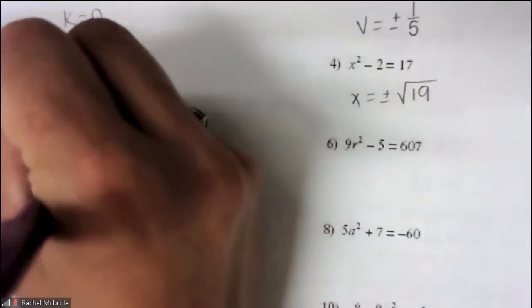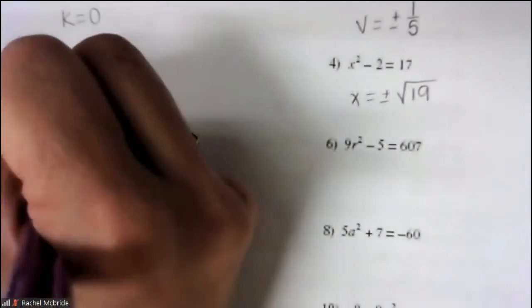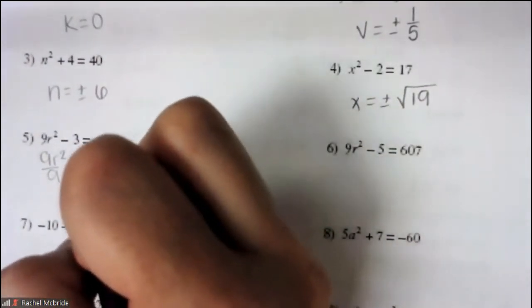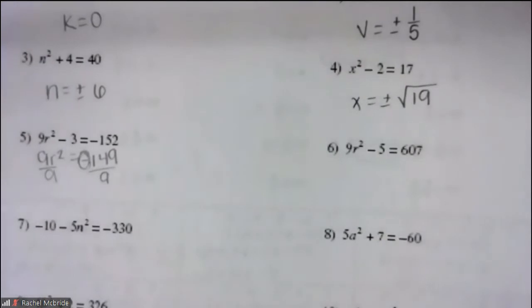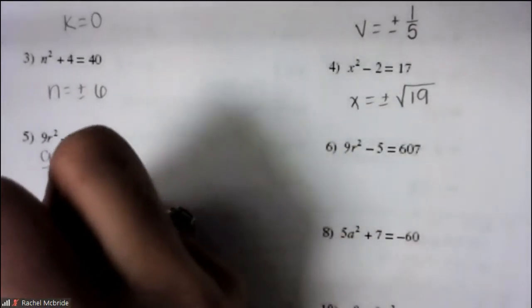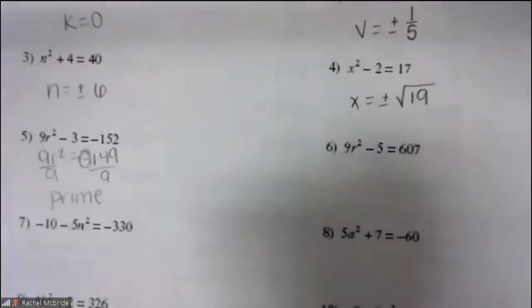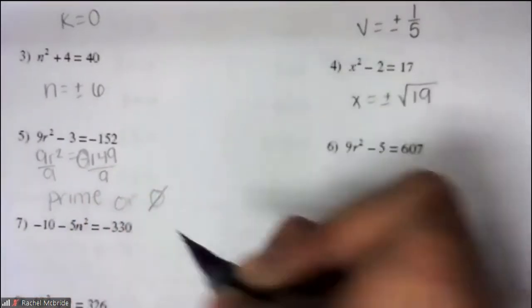Number 5, you had to add that 3 to the other side to start. Then you needed to divide both sides by 9. But what do you know about taking the square root of a negative number? Not right now, you can't. So if you can't take the square root of a negative number, you could have either written "prime" or maybe you wrote "no solution."